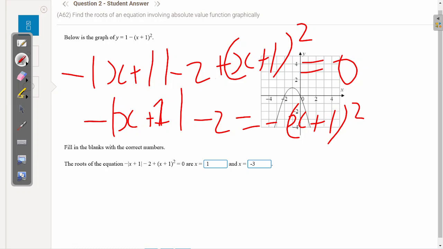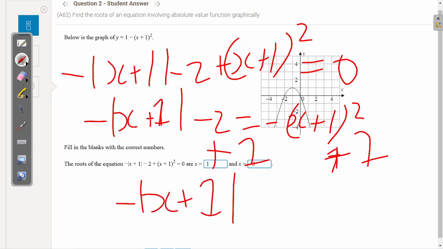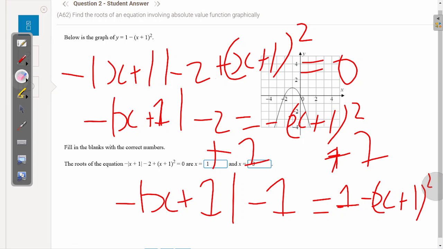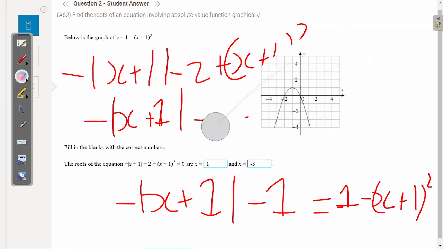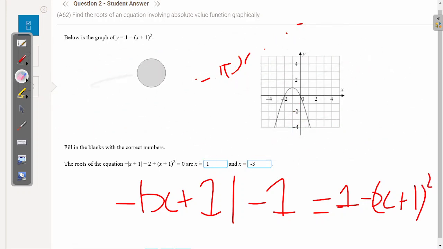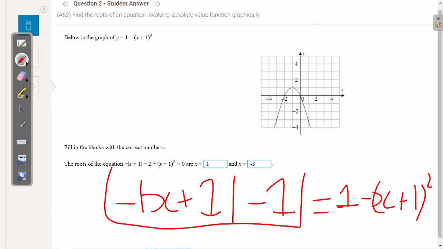Now you want a 1 on the other side, so you add a 1 on all sides like this. Plus 1, plus 1. Negative 2 plus 1, negative 1 equals 1 minus (x plus 1) squared. Now you have 1 minus (x plus 1) squared on its own, and you have this equation, this new graph. You have to draw it. Negative 1 minus (x plus 1) squared.